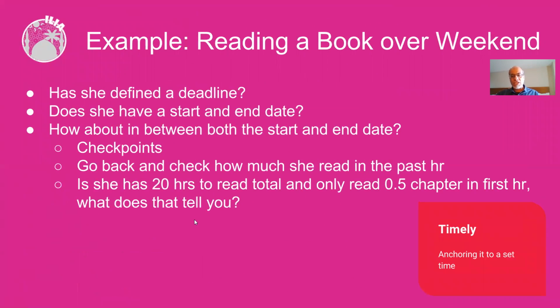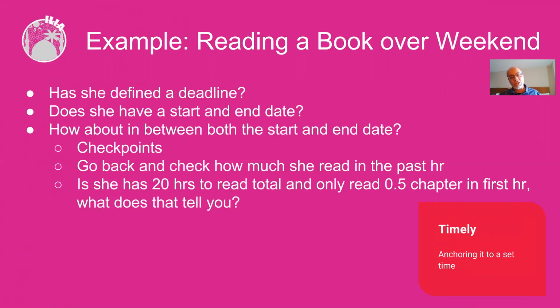Now, the last thing we want to talk about is the timeliness of her goal. Has she defined a deadline? We said the end of the weekend, but what does that mean? Is it Sunday 5 p.m. or is it Sunday 10 p.m. as she's going to bed? Or is it actually Monday, because Monday, January 1st happens to be a holiday? So is that part of the weekend as well? It has to be very specific.